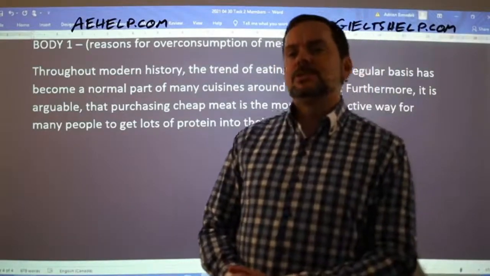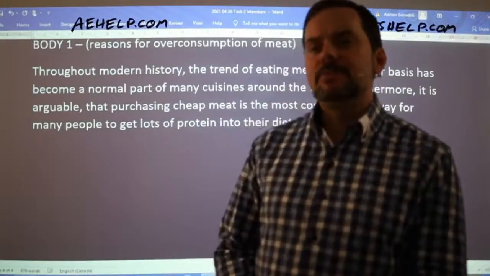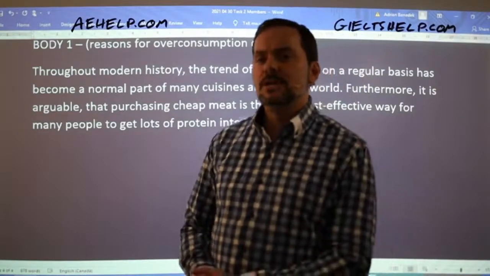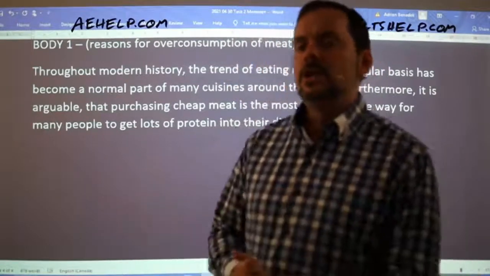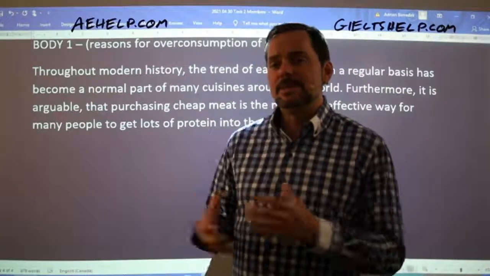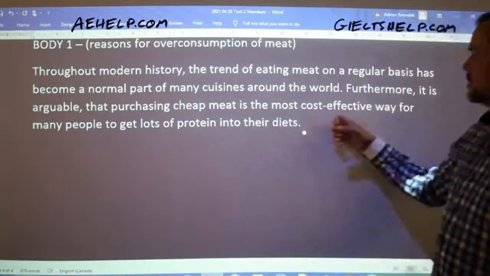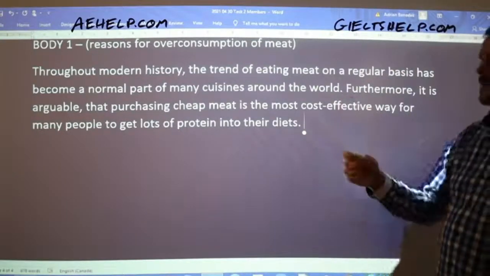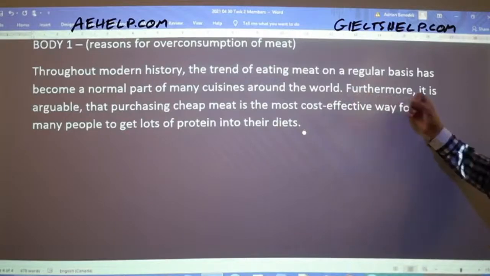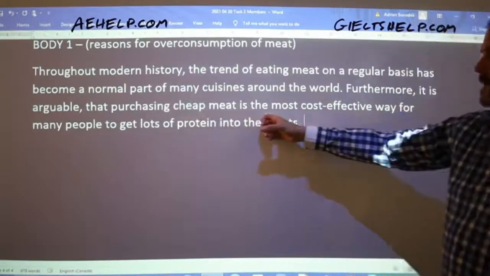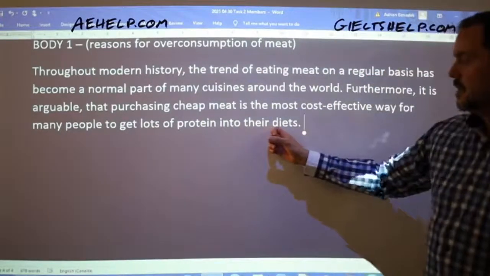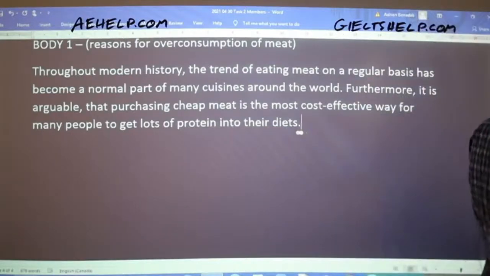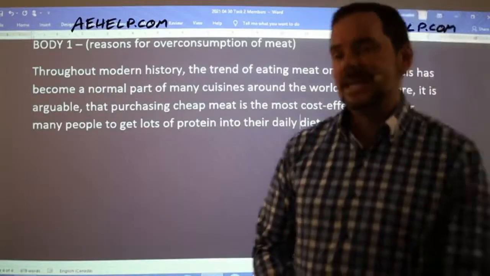Rajveer says, meat products are rich in calories and arguably cheaper than plant-based food items, and most individuals enjoy eating meat as part of their daily diet. Good, Rajveer, very nice. So you're doing a combination of cost and culture into your topic sentence as well. I also did a combination here, but I'm actually going to split it up in a second. So here I combined it. Furthermore, it is arguable that purchasing cheap meat is the most cost-effective way for many people to get lots of protein into their diets. Okay, and I might add the word daily. Why not? Just like Rajveer did, or as we did in our planning.